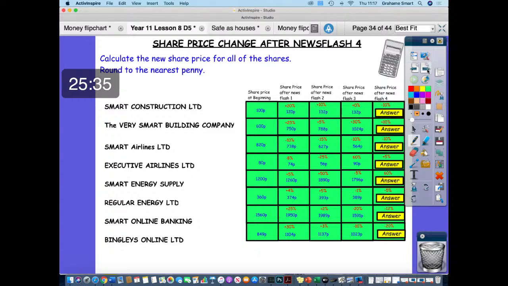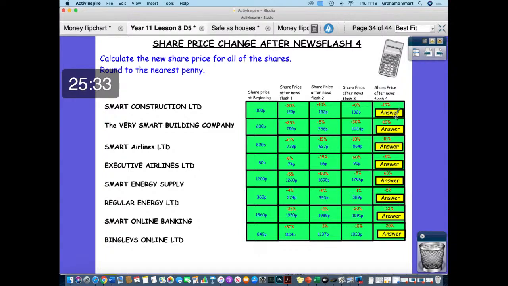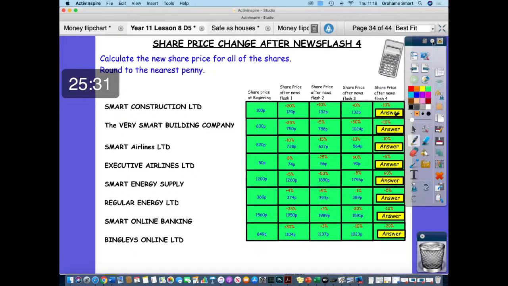Okay, but before we do the trade, I want you to calculate the percentage increases and decreases for each share price. So what I've done here is I've taken the 132 pence and I've decreased the 132 pence by 10%, rounded to the nearest penny, as it says here in blue, to give me 119 pence. And I'd like you to calculate the new share prices for all of the others.